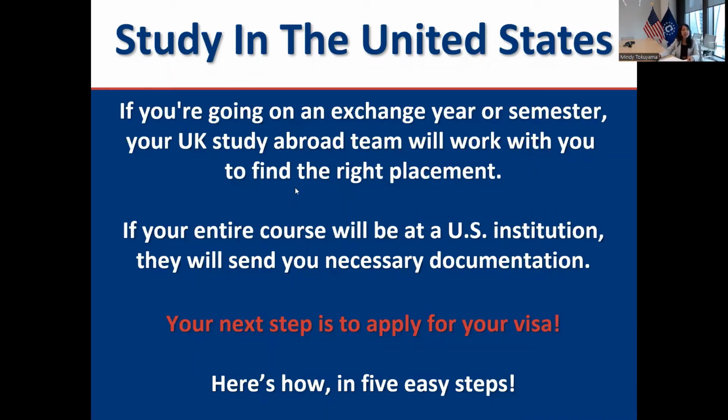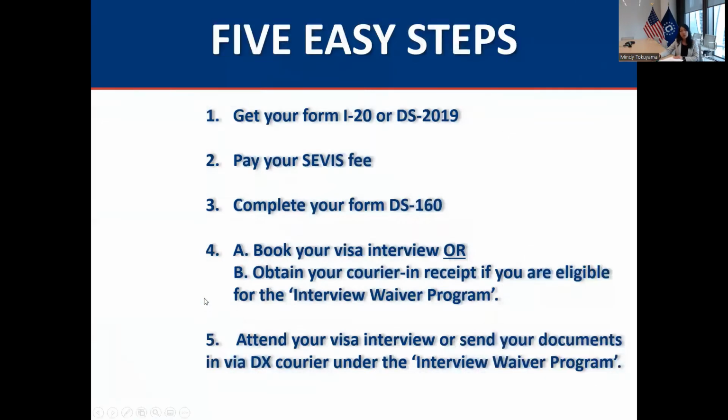Next slide, please. I'll go into each of these 5 steps in more detail shortly, but I'll just highlight some of the top lines of what you need to do to get your US visa. First, you'll need your form I-20 or your DS-2019, and which form you get will dictate which visa you get. That'll be determined by the sponsoring institution in the United States. And I'll discuss that in detail in the next slide.